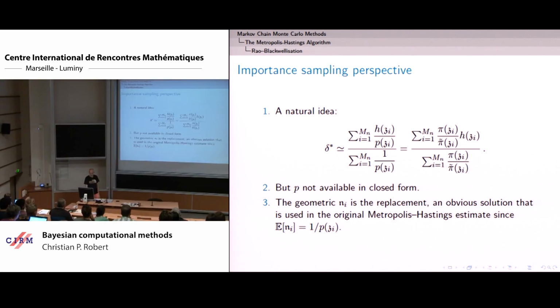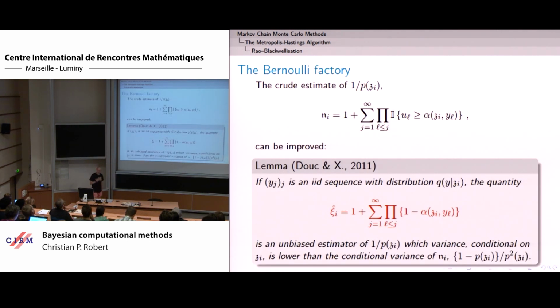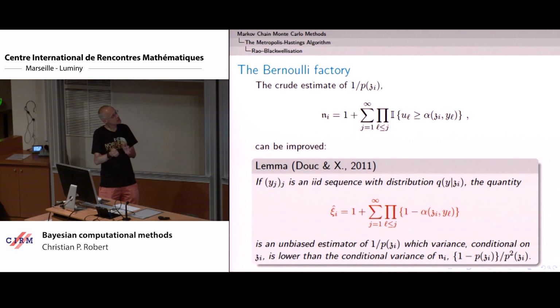Is there anything better to exploit in this idea? Well, one way of writing ni, which is not maybe the most natural one, is that it is 1 plus the infinite sum of the products of the indicators that uniforms are larger than the accept probability. That is, you are at zi, and you keep producing YLs from Q, and you keep rejecting, well, until you accept. And this sum is telling that, well, up to a certain value of j, you have been rejecting the YLs. And once the integer is 0, every further term is 0. So this infinite sum is not that frightening because it stops at some point, which is when the chain moves to the next value. Okay.